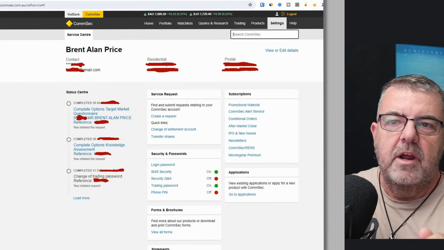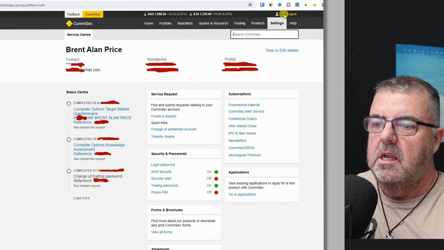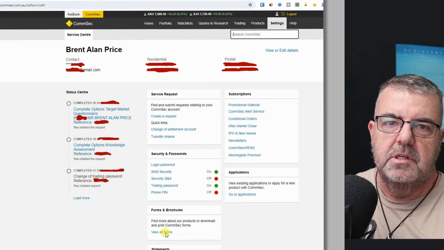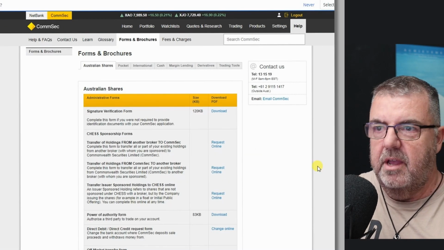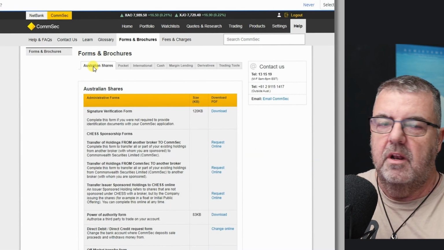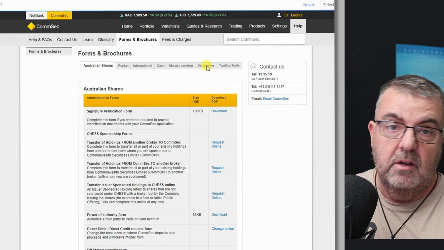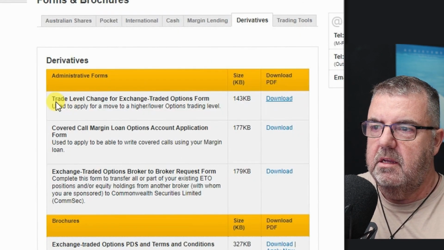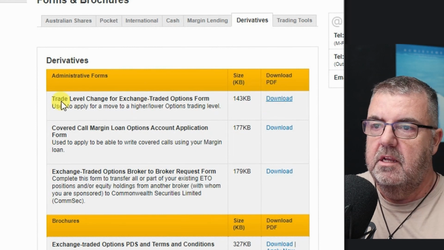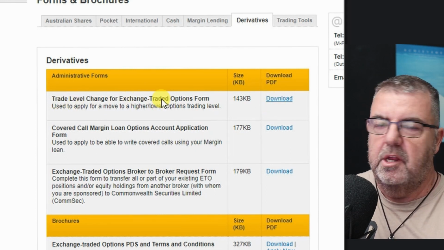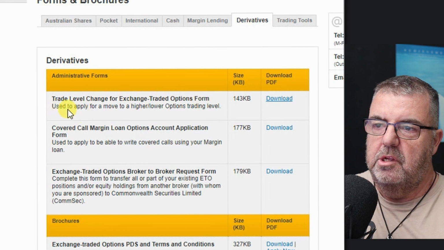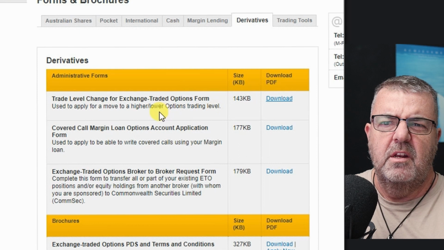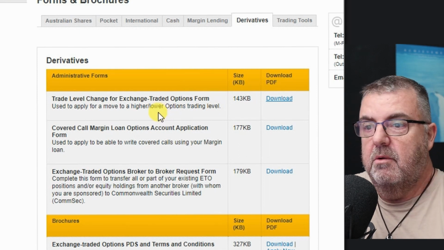Now, in order to upgrade your account, in your settings, you can click on this little box here that says Forms and Brochures, and that'll take you over to this page here, and by default it lands on Australian shares. Click on Derivatives, and under Derivatives there's a form here, which is the one you want to fill out, which is the level change for exchange traded options, which is used to apply to move to a higher or lower options trading level. Don't know why you'd need to apply to drop down a level, but anyway.